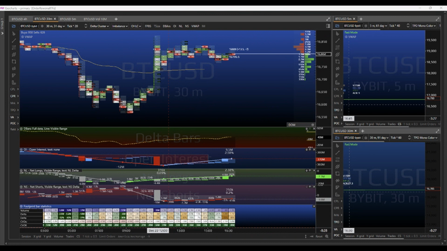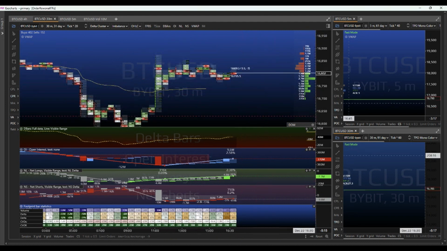Let's take a look. I don't have my actual TradingView chart in here, so you guys aren't going to be seeing what I'm seeing on my TradingView chart. But what we can do is I can go like this.